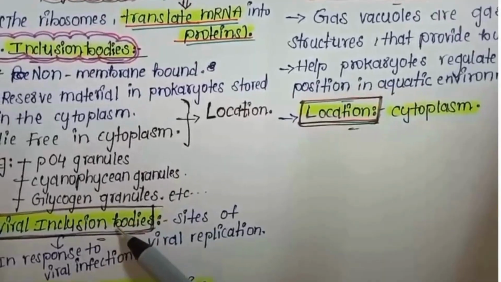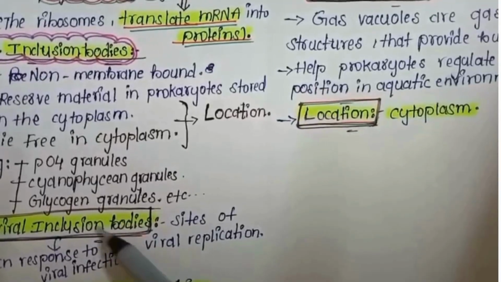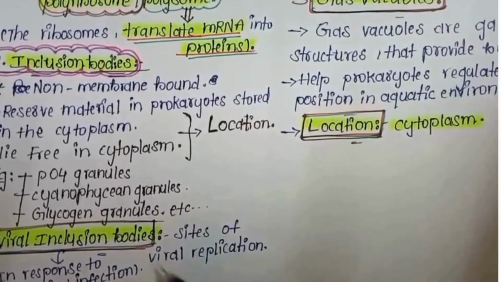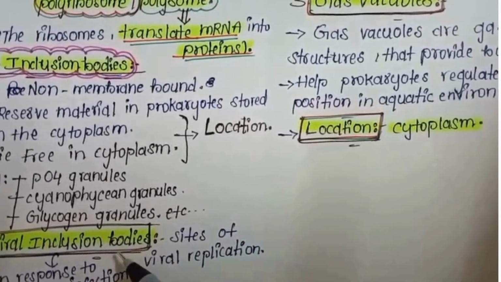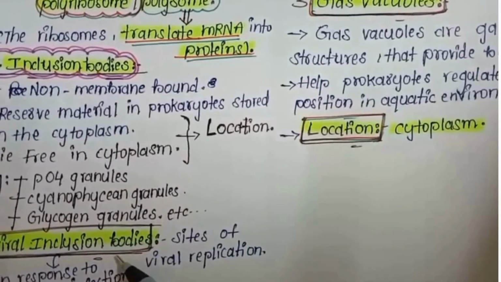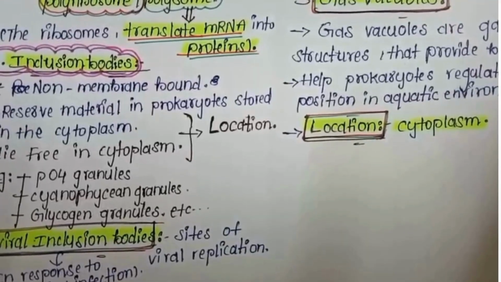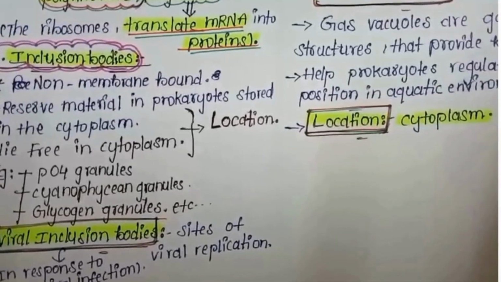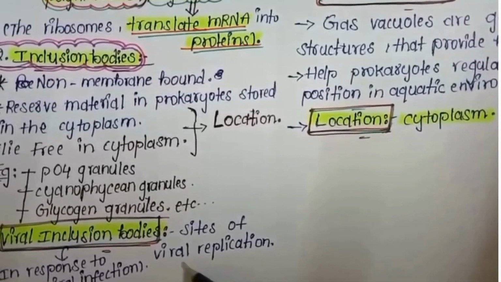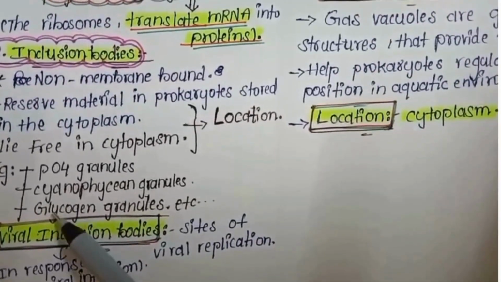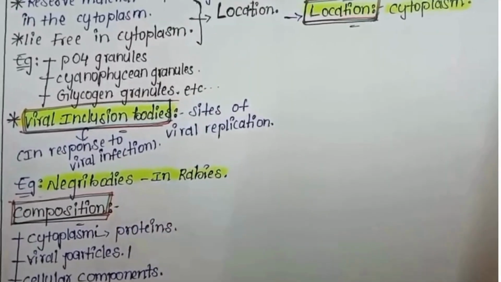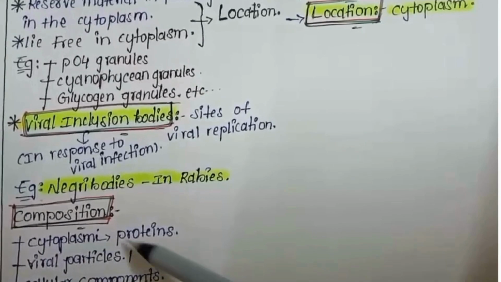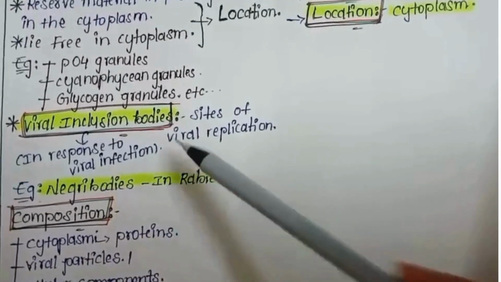In some cases, these are present in viral infection because they are the sites of replication, present as viral inclusion bodies. An example of this is Negri bodies in the case of rabies, which is caused by a rhabdovirus. They are composed of cytoplasmic proteins. Viral particles are cellular components of the virus.